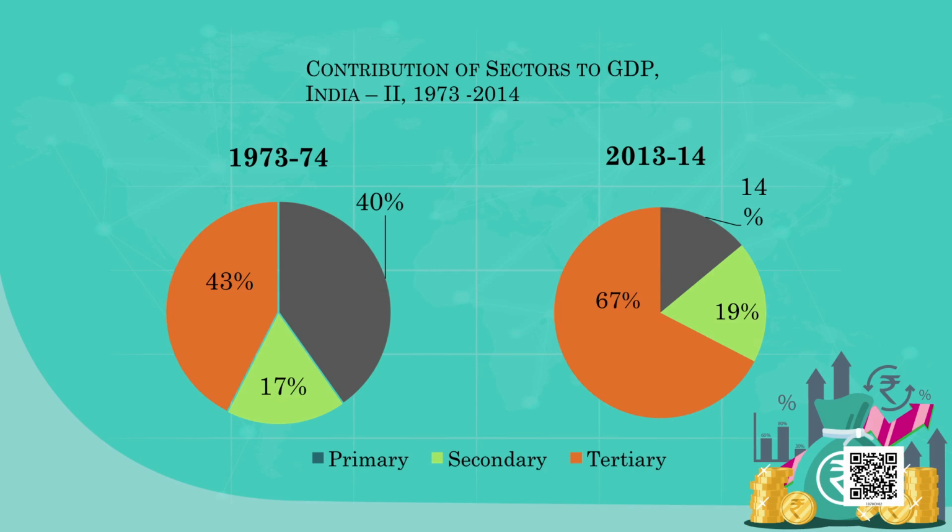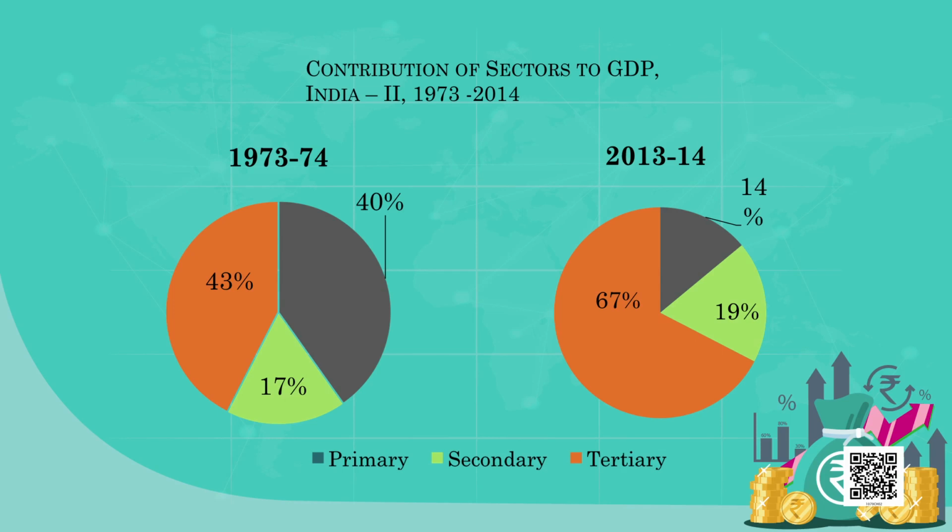If you look at the factory sector, the secondary sector, in the 1970s it produced about 17%. Today it has increased to 19%. So over 40 years, it has increased its share by only 2%. And the service sector was producing 43% in 1973-74. Today it is producing 67%. So the service sector's contribution went from 43 to 67%, and it becomes the largest contributor to the GDP.